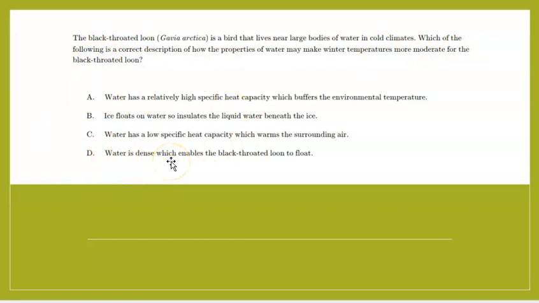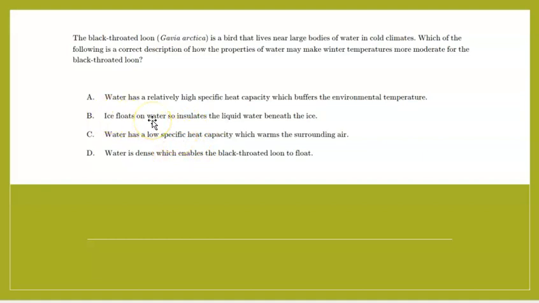Water is dense, which enables the black-throated loon to float. So water is dense doesn't make any sense. Ice is less dense than water, something like that, but it still doesn't. They live near the water bodies. Remember, they don't live in the water; they live near the water bodies. So it has nothing to do with density, right? Water has a low specific heat, this straight away is the wrong thing because it has a high specific heat capacity. We know that. So this is the wrong answer.